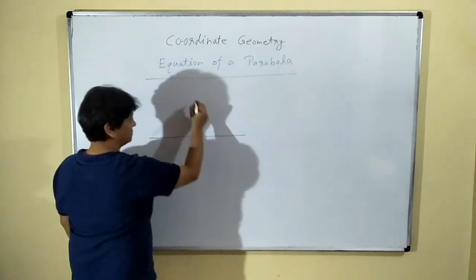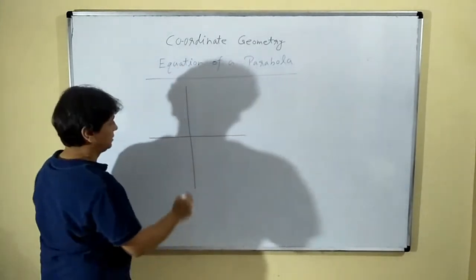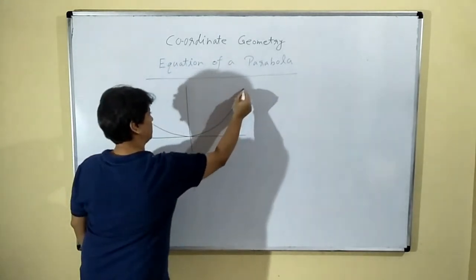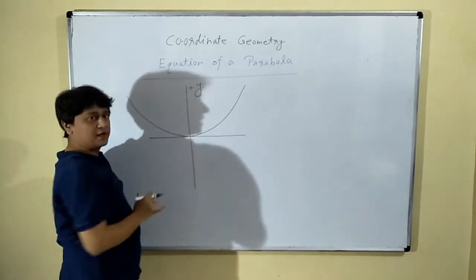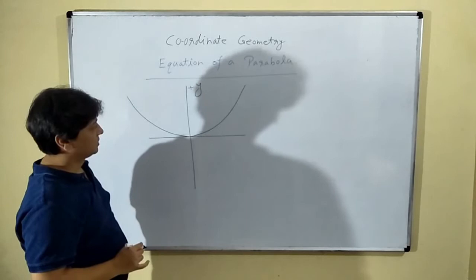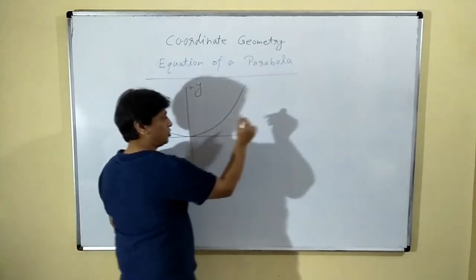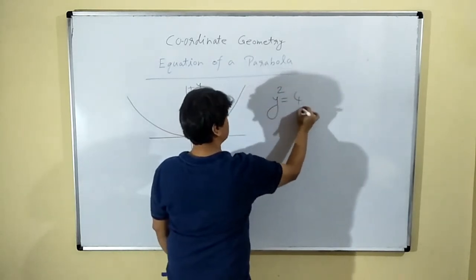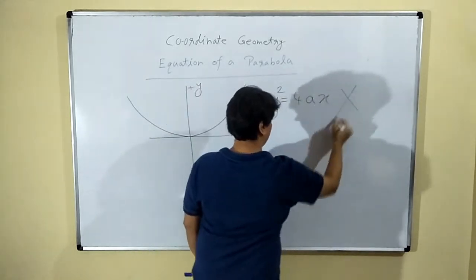Now suppose you draw your parabola like this. It opens up towards plus y-axis. Equation of such a parabola, if you write it as y square equals to 4ax, will not be correct.